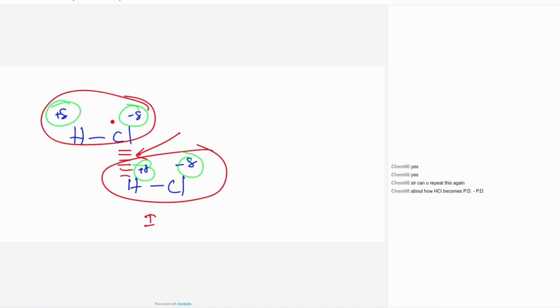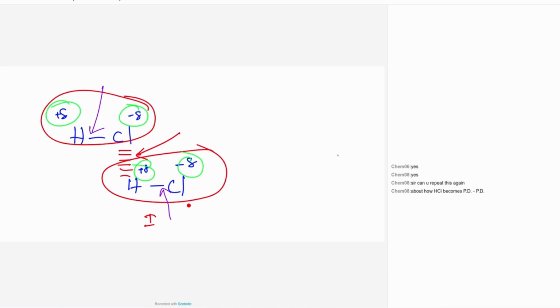Now, this molecule has two types of attractive forces. You can see the covalent bond here, right? This is the covalent bond. So a covalent bond is also a type of attractive force. It's an electrostatic attraction between the bonding pair of electrons and the nuclei of the atoms. But this is not an intermolecular force because it's not between the molecules.